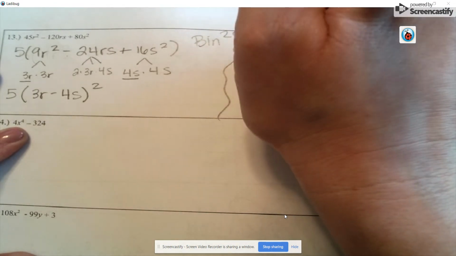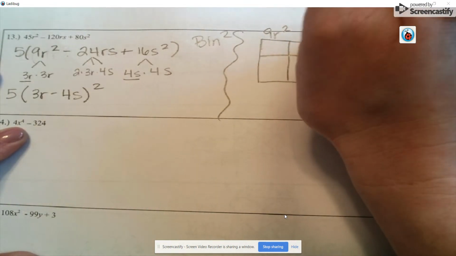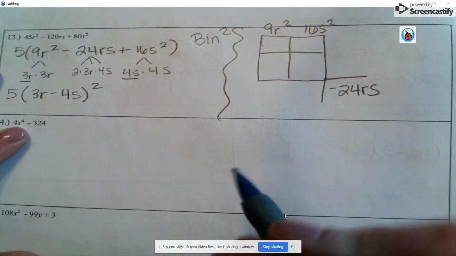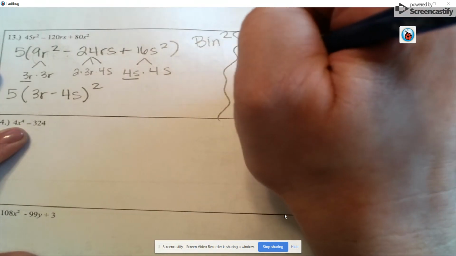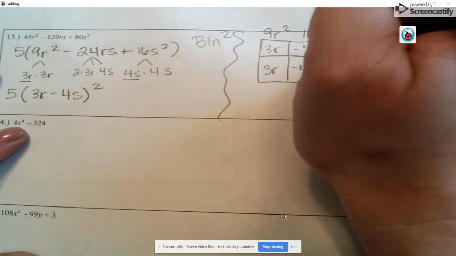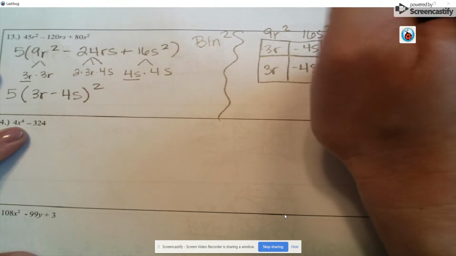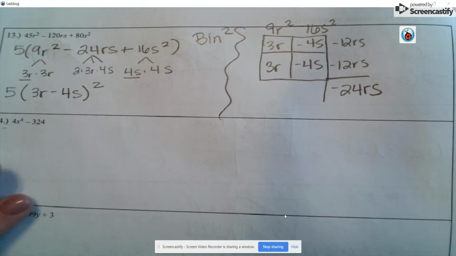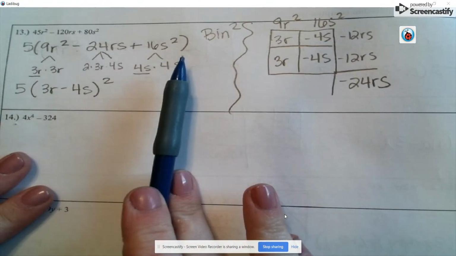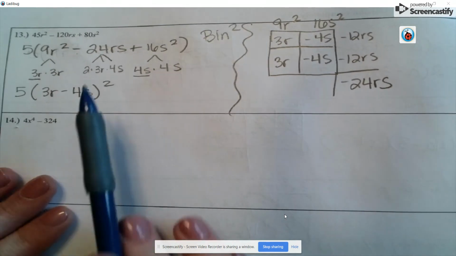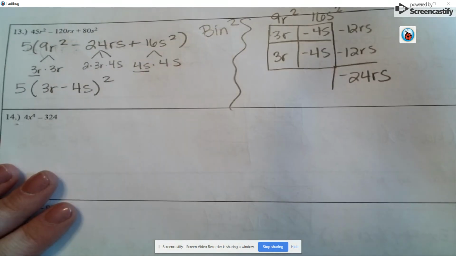So if I make my factor box, same idea. I already know the factors because we just did it here, but it's going to be 3r and 3r and negative 4s and negative 4s, and that'll give us negative 12rs and negative 12rs, and that should work. So again, if binomial squared is something that you don't see naturally, obviously you want to get better at that, but for now you can still use a factor box and it will work just fine.